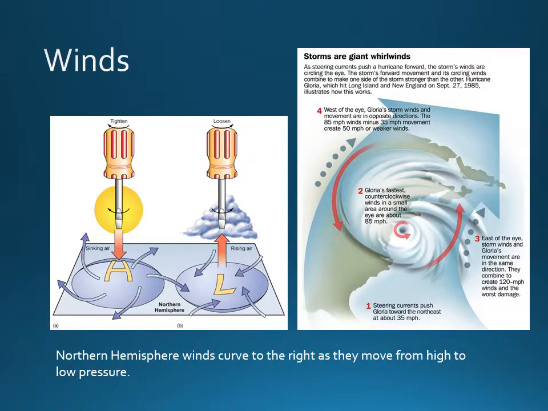Hurricane winds also exhibit the Coriolis force. The center of a hurricane is a low pressure system. Winds travel from high to low pressure. Northern hemisphere winds curve to the right as they move from high to low pressure, causing the winds to circulate clockwise around a high pressure system and counterclockwise around a low pressure system.